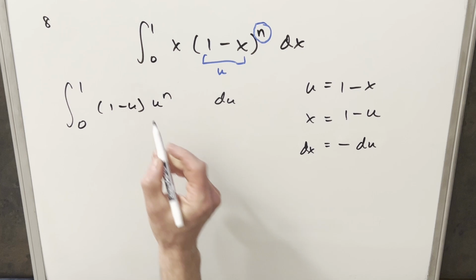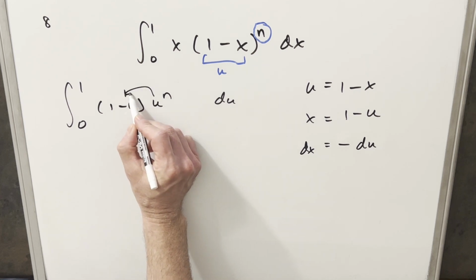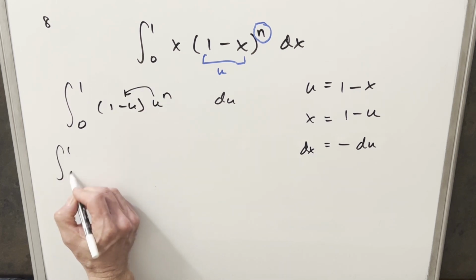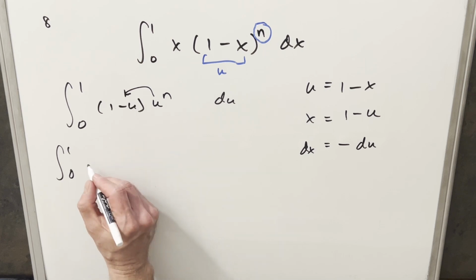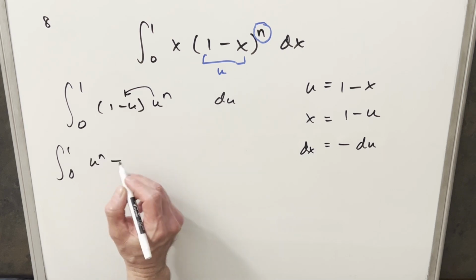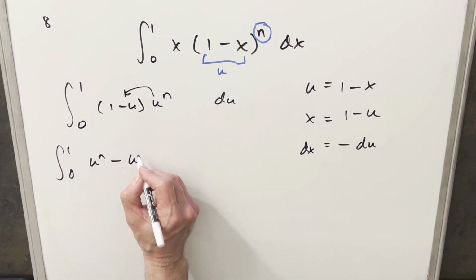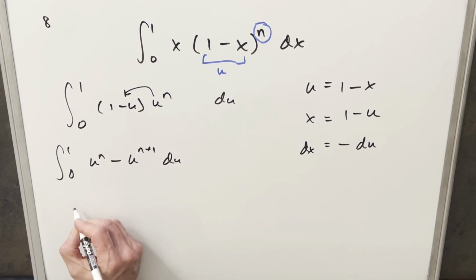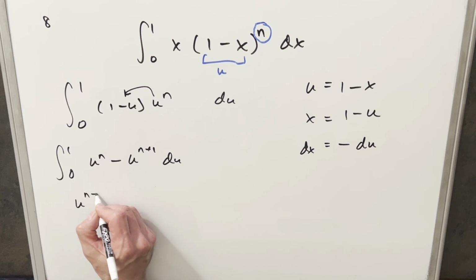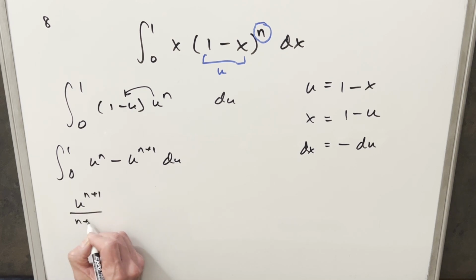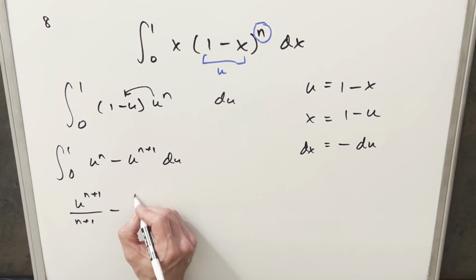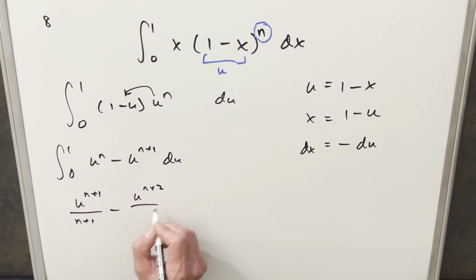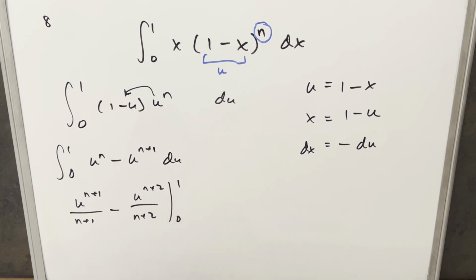And then here I can actually just distribute this back in and rewrite the integral. So we have the same bounds. This is going to become u to the n minus u times u to the n, which is just u to the n plus 1, du. Then integrating this, we can just use the power rule. So this is going to become u^(n+1) over n plus 1, and then here this will become u^(n+2) over n plus 2. And we just need to evaluate this from 0 to 1.